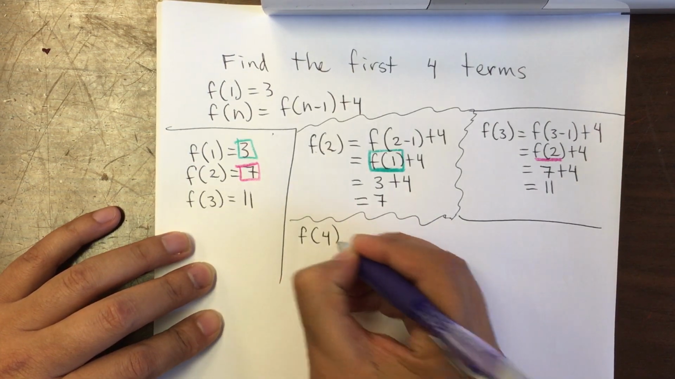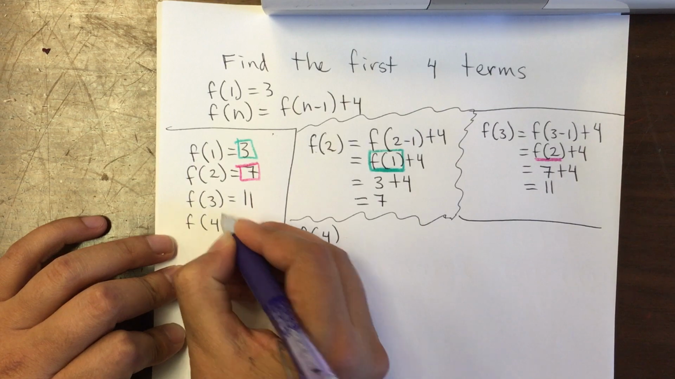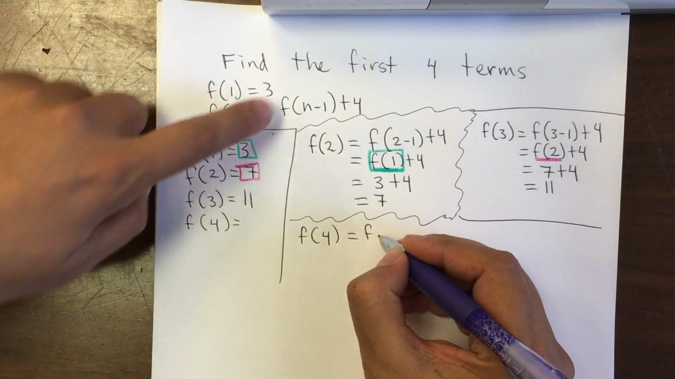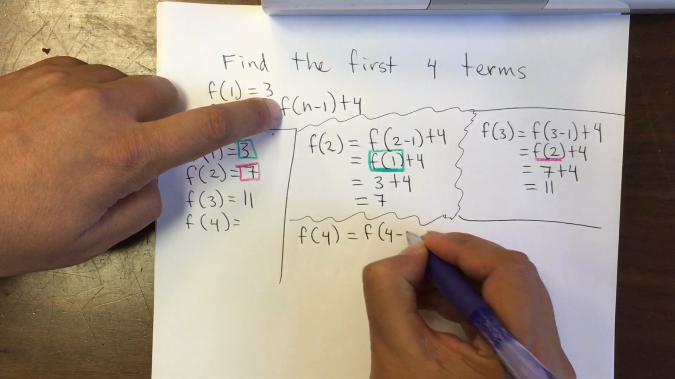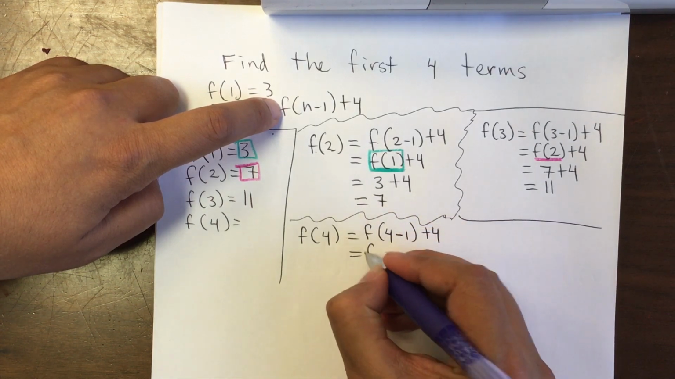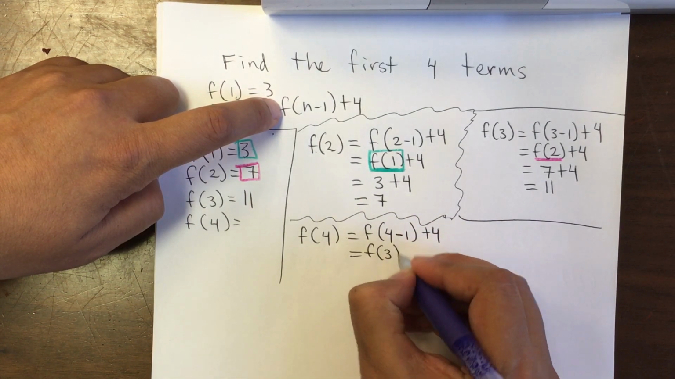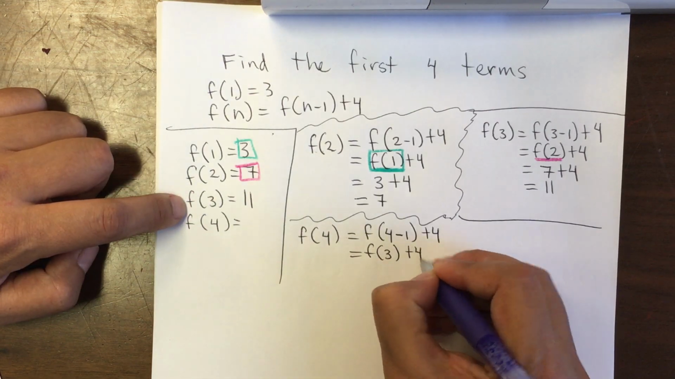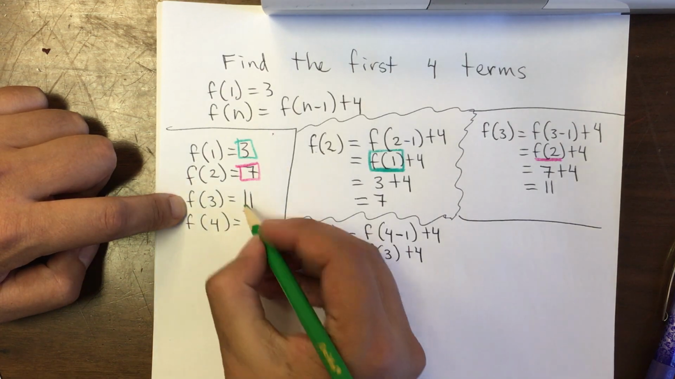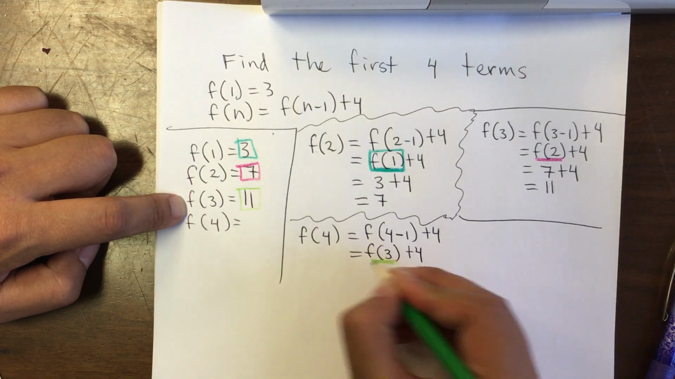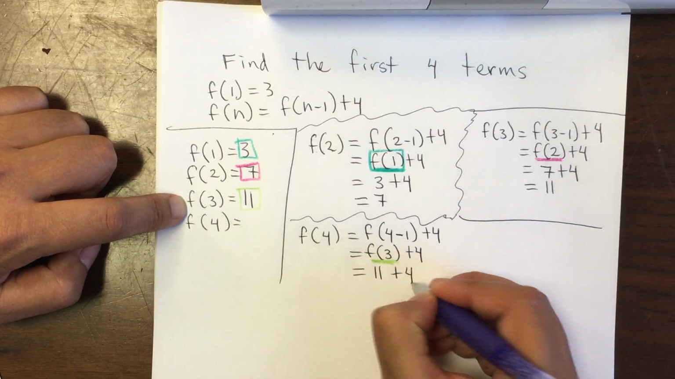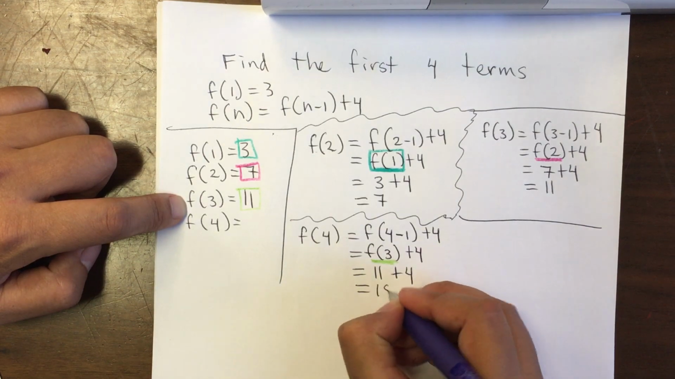F of 4, how do I find f of 4? Well, I replace it in here. F of 4 minus 1 means look at the previous one and add 4 more. And so f of 4 minus 1 says look at f of 3 and add 4 more. So f of 3 is 11, so I'm going to replace 11 in here plus 4 more. That's going to be equal to 15.